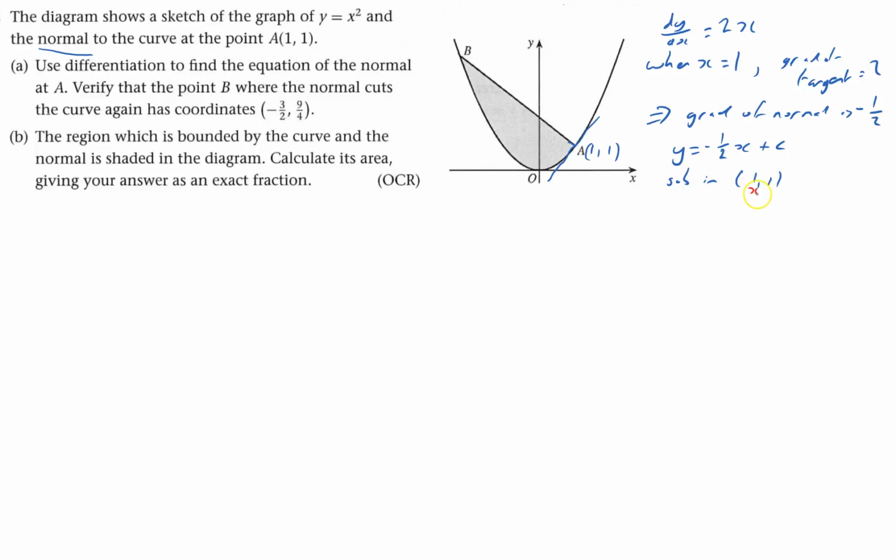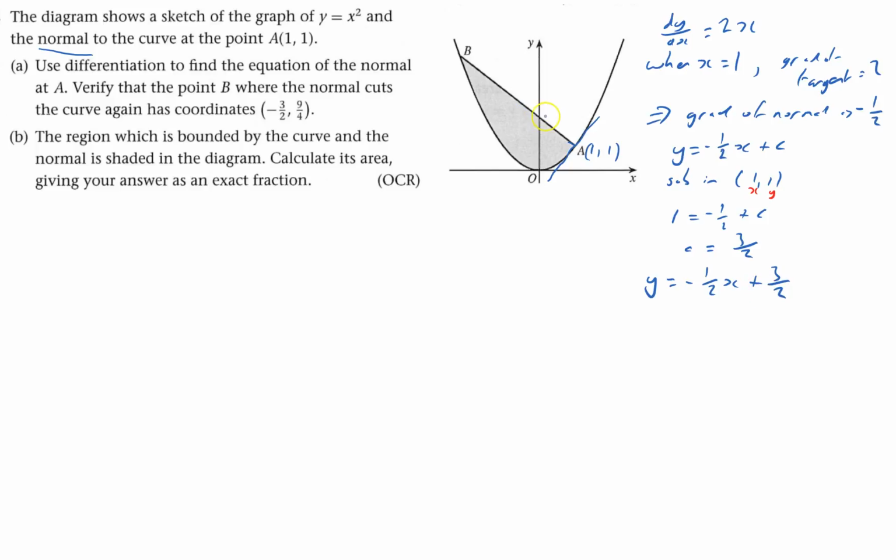As always, that's the x and that's the y, although when they're both the same it really doesn't matter. So y is 1, so 1 equals minus a half times 1, which is minus a half, plus c. So c will equal 3 over 2. So I get y equals minus a half x plus 3 over 2.